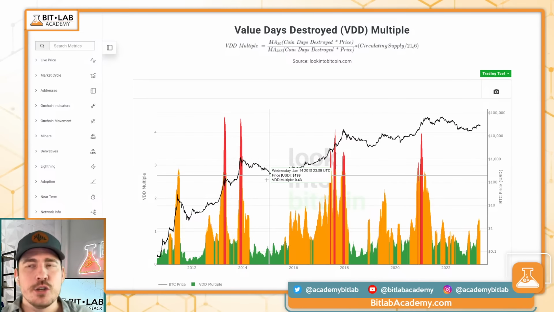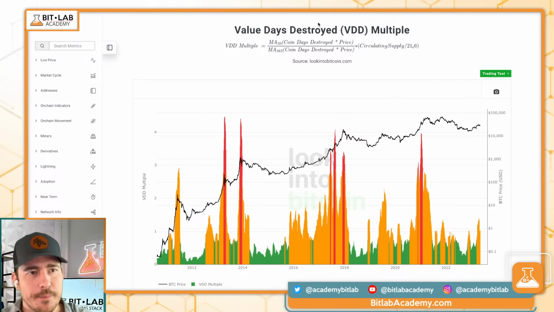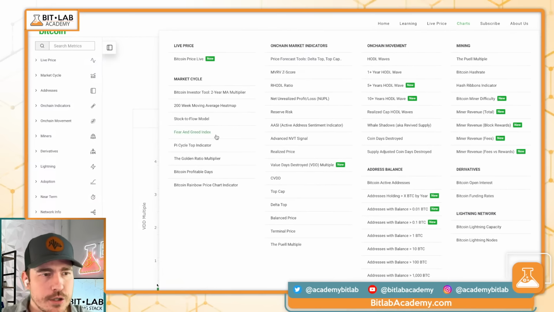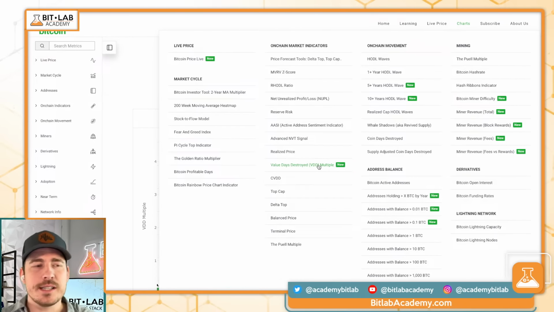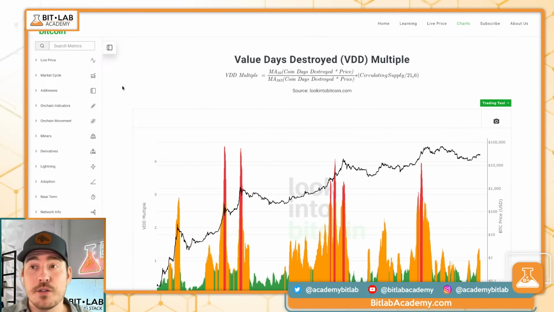Now, I like using this metric. Look into Bitcoin.com. You can come up here to charts, come over here to value days destroyed. This is essentially a variation, and we break all this down in the on-chain data course in the new BitLab Academy. There's, I think, 20 different charts, and it's going to be growing, that I break down how to understand what's going on in the market.